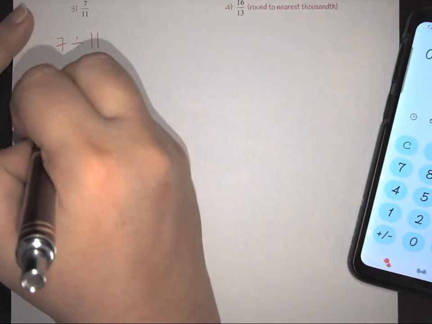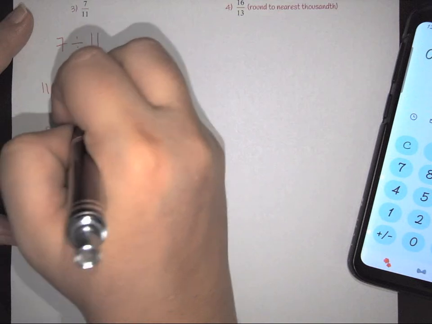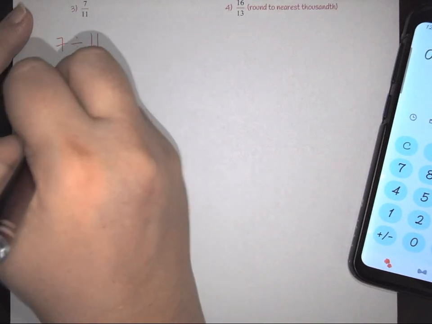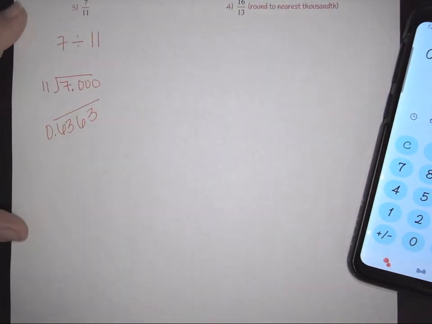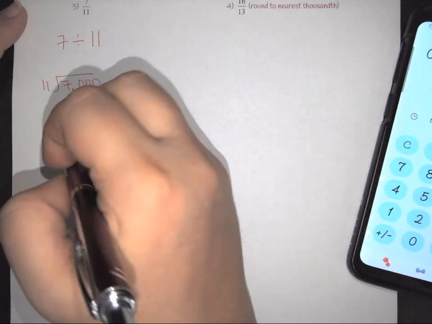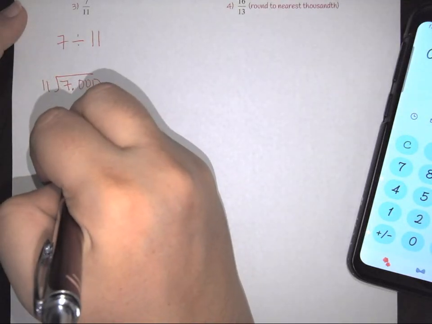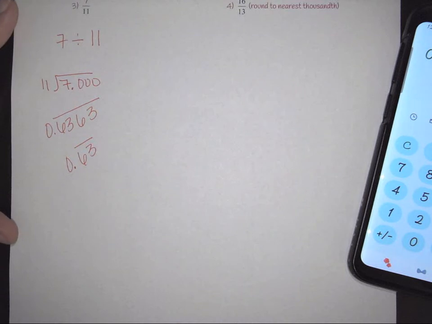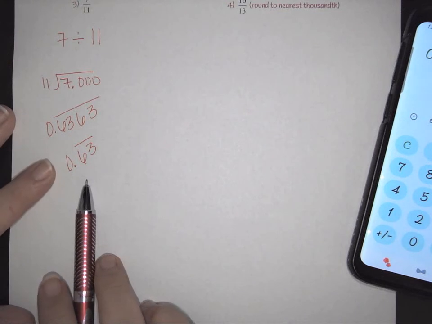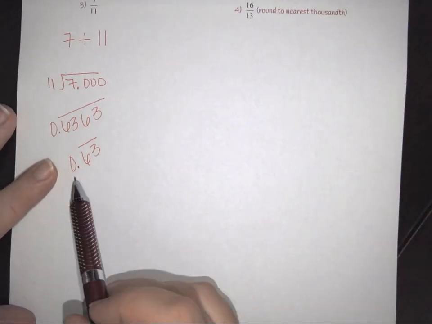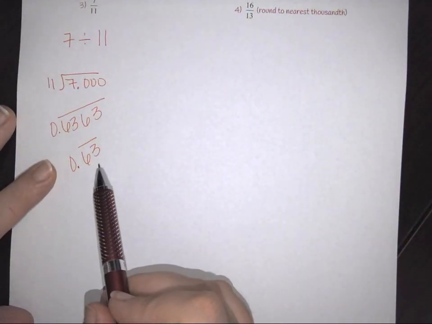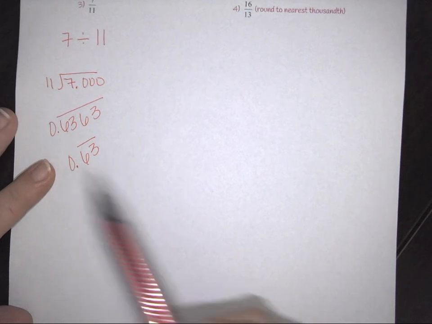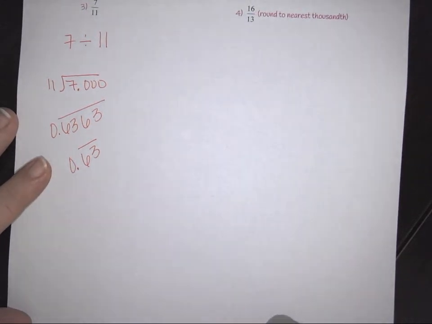So we would end up with 0.6363, and you could draw it like that, repeating, or you could just simply say you have 0.63 and make that repeating. Either one gives you the result that you're looking for. And this one is a pure repeating fraction or decimal because all the digits are repeating. Okay? Not just some of them, all of them.